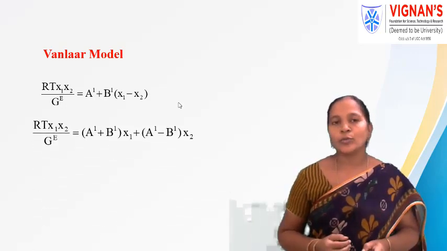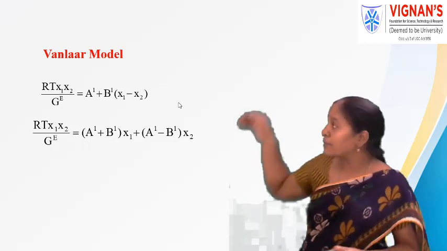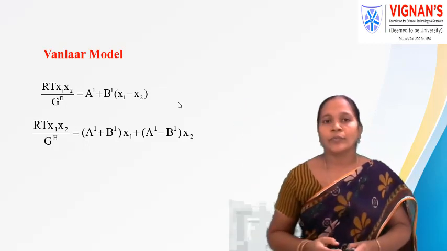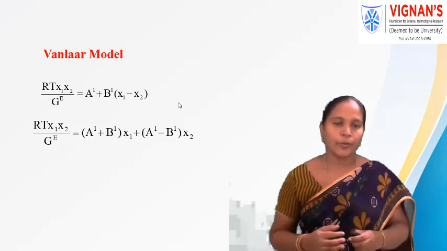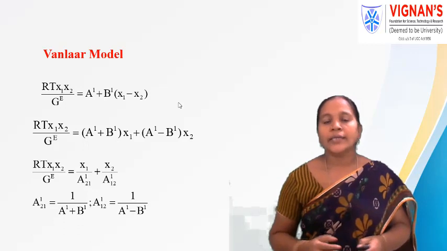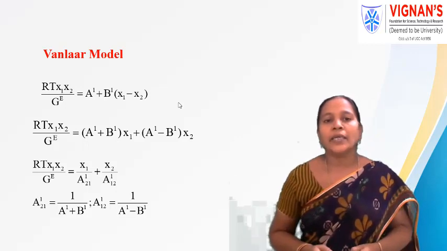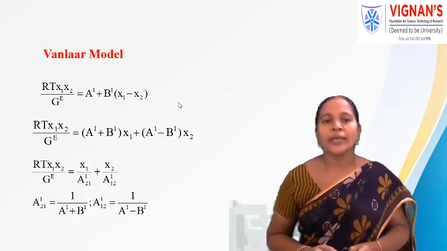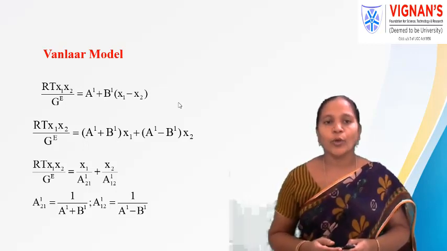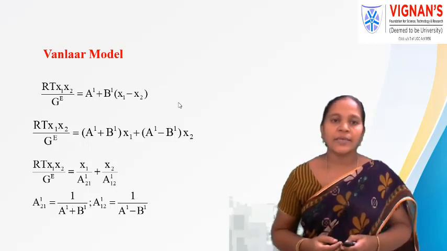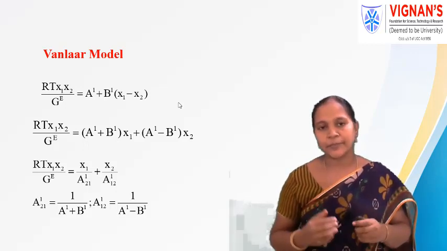RT x1 x2 by G is equal to A dash plus B dash into x1 plus A dash minus B dash into x2. Multiply A dash, B dash with x1 minus x2. Therefore, RT x1 x2 by G is equal to x1 by A21 dash plus x2 by A12 dash. Here, assume A21 dash is equal to 1 by (A dash plus B dash). Similarly, A12 dash is equal to 1 by (A dash minus B dash).